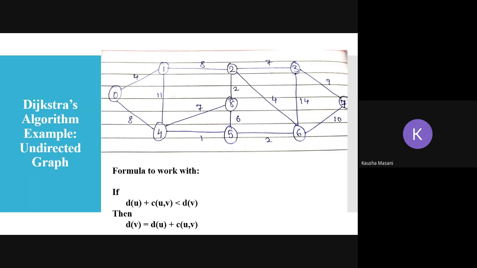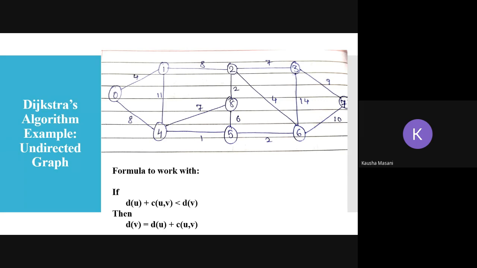Okay, so how will you start solving this? You draw this diagram first of all from the question, and in the question you see, is anything mentioned about any source to be taken? If it is mentioned, then you take that vertex as your source.